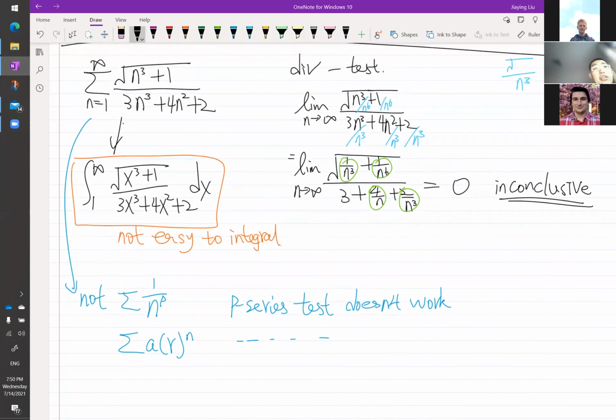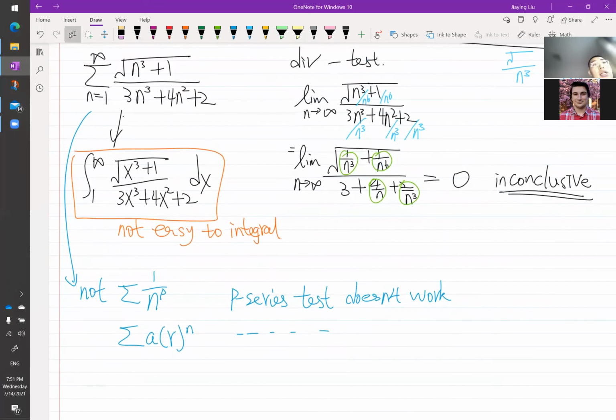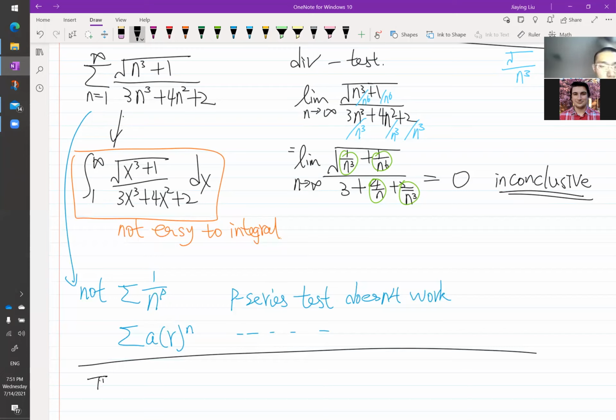So the comparison test is two tests: the direct comparison test and the limit comparison test. For this one, the direct comparison test is also not going to work easily. You can try it, but it's not easy to find a function that will be bigger than this or smaller than this and that works. So let's try the limit comparison test.